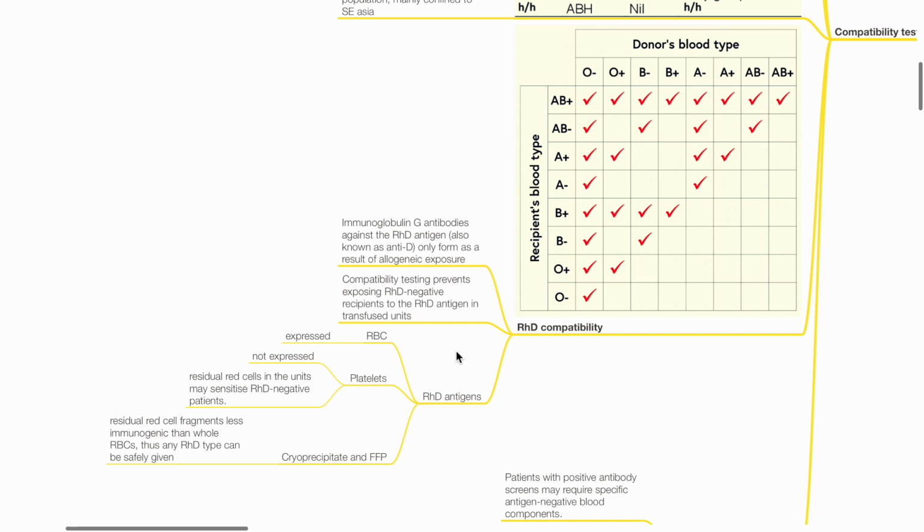For Rhd compatibility, IgG antibodies against the Rhd antigen, also known as anti-D, are only formed as a result of allogeneic exposure. Rhd antigens are expressed on RBCs. They are not expressed in platelets, but residual red cells in platelet units may sensitize Rhd negative patients. Residual red cell fragments in cryoprecipitates and FFP are much less immunogenic, hence any Rhd types can be safely given.